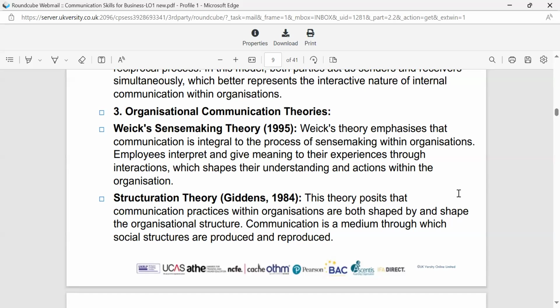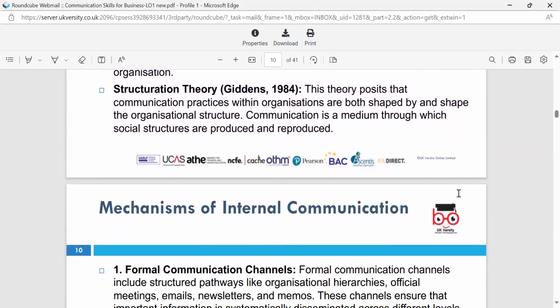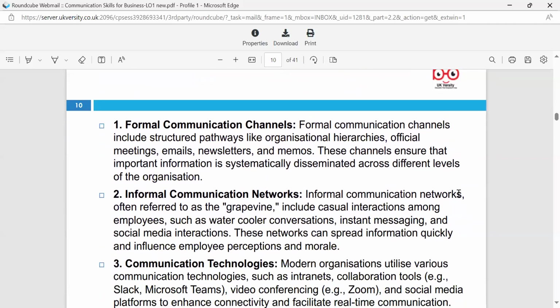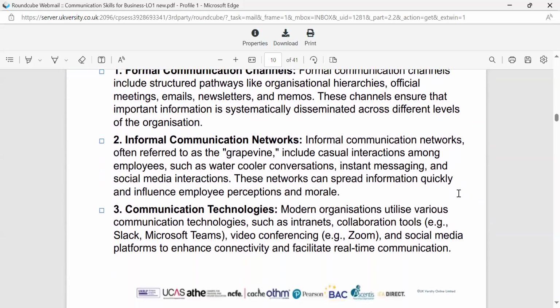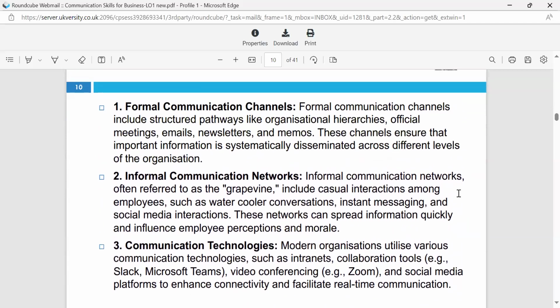So rather than two separate entities, it looked at the social structure side of it. So these are some of the theories around communication. Then we're going to look at now the mechanisms of internal communication. So we have formal communication channels, we have informal communication networks, and we have communication technologies. And we'll go through each one so you've got a better idea of what each element means.